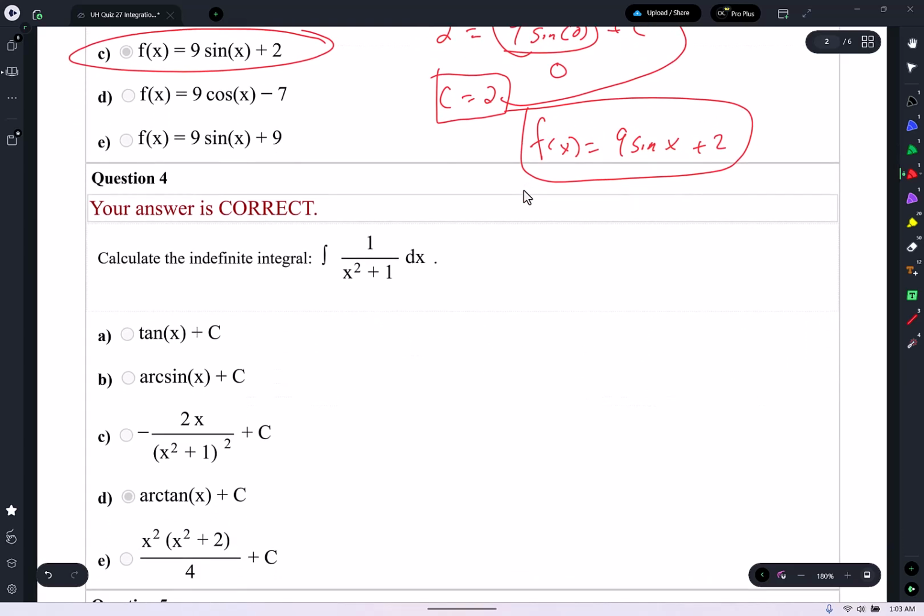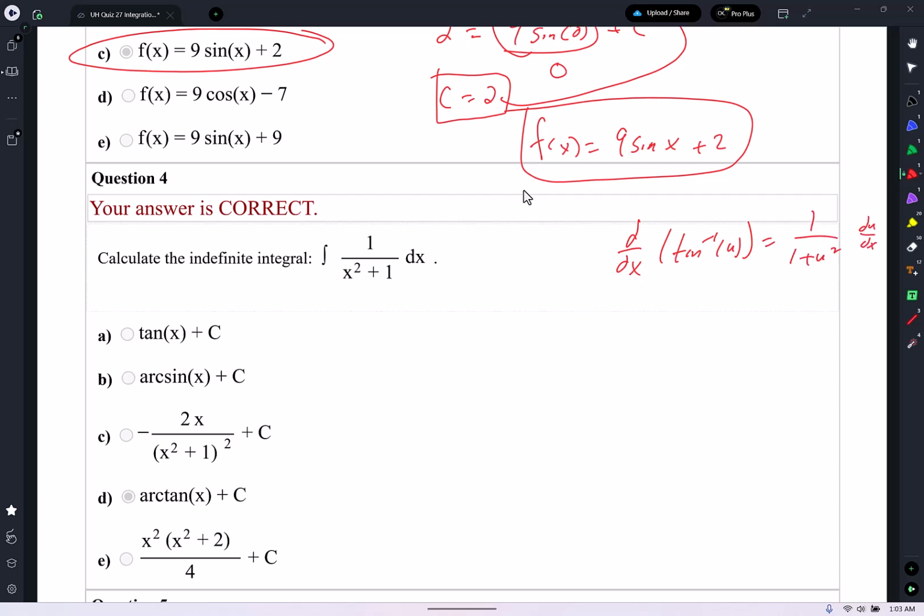This one right here is just a straightforward one. Hopefully you remember from your first semester, d dx of arctan of u equals 1 over 1 plus u squared times du dx. And you can have 1 over 1 plus u squared or 1 over u squared plus 1. It doesn't matter, it's the same deal. So that's just going to be arctan of x plus c. And there it is. So we got the first 4 questions out of the way.